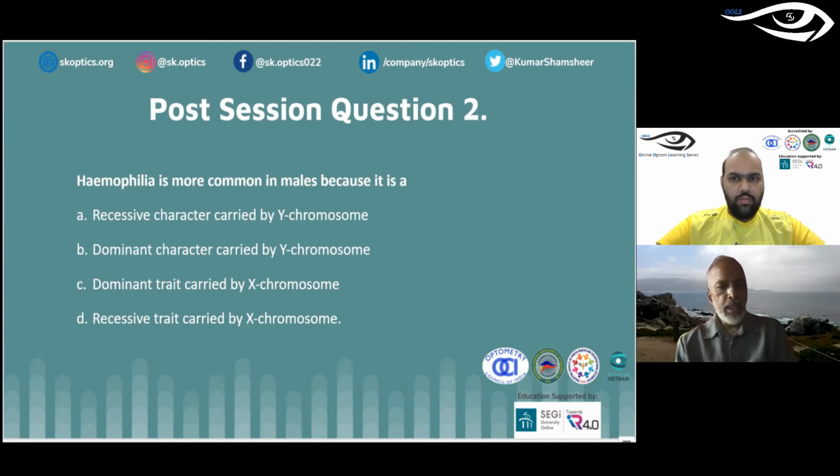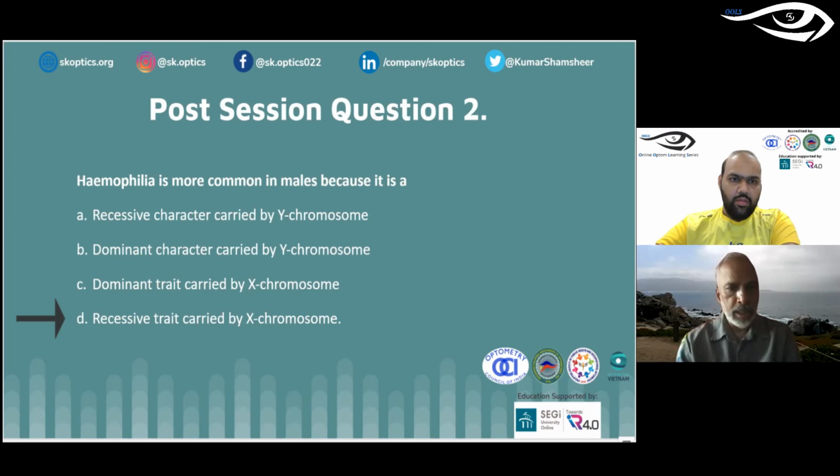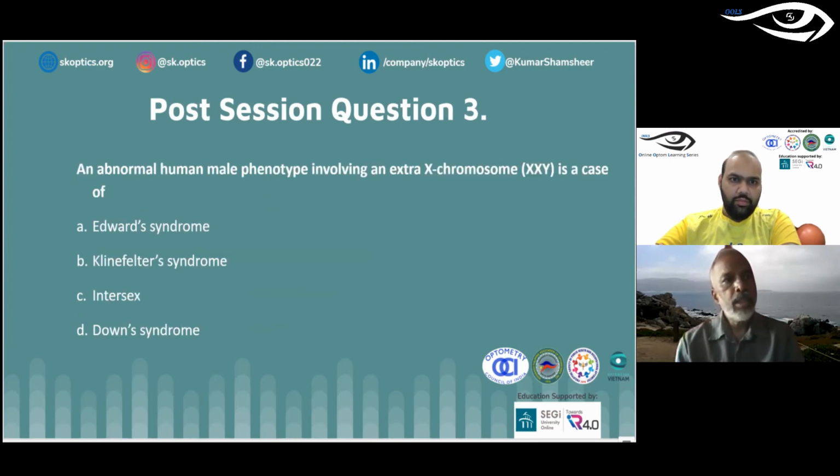A dominant trait of an X chromosome will be inherited by both males and females, and not exclusively by males. So therefore, the D answer is correct. Hemophilia is a recessive trait carried by the X chromosome. The same X chromosome also carries the color vision genes, particularly red-green. Red-green is present in X, and therefore you have color blindness only affecting the males. The blue color is present in chromosome 10, I think, and it's an autosomal type.